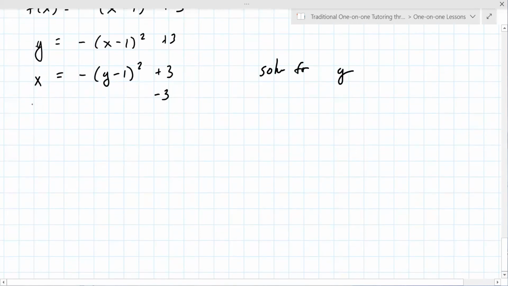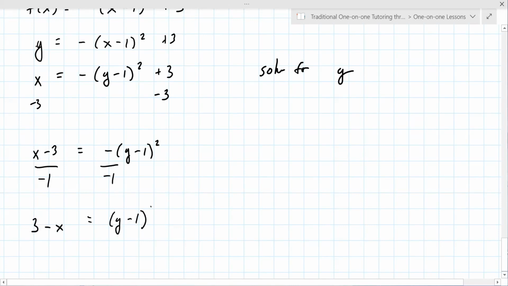So you're going to subtract 3 from both sides. So you have x minus 3 equals negative y minus 1 squared. Now you have to undo this negative. So you're going to divide both sides by negative 1. You can also multiply, either way is fine, but it becomes 3 minus x. The negative 3 becomes positive, x becomes negative, and I just change the order slightly.